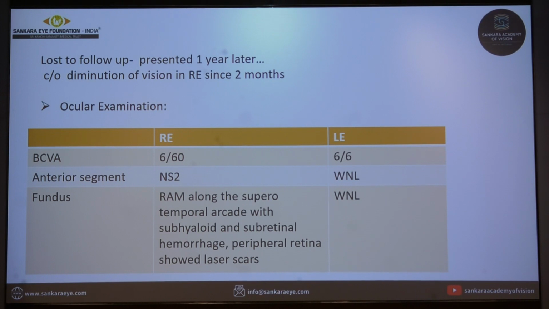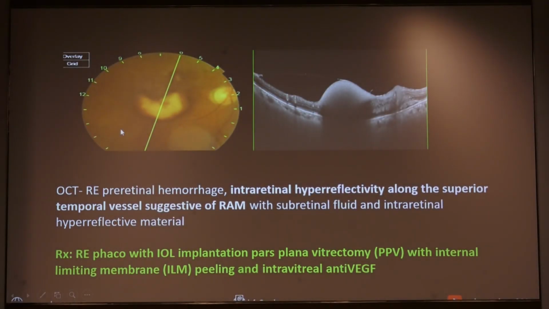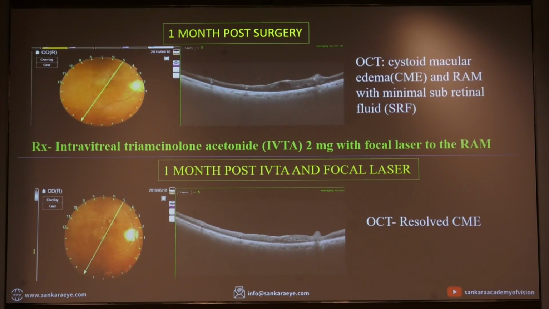Fundus showed retinal artery macroaneurysm along the superior-temporal arcade with subhyaloid and subretinal hemorrhage. And the peripheral retina showed laser scar. Left eye was normal. This is the fundus photo showing subhyaloid hemorrhage. OCT showed pre-retinal hemorrhage, and there was intraretinal hyperreflectivity along the superior temporal vessel suggestive of RAM. So at this point, we advised phaco with vitrectomy along with intravitreal anti-VEGFs. 1 month post-surgery, the patient showed cystoid macular edema and RAM with minimal SRF.